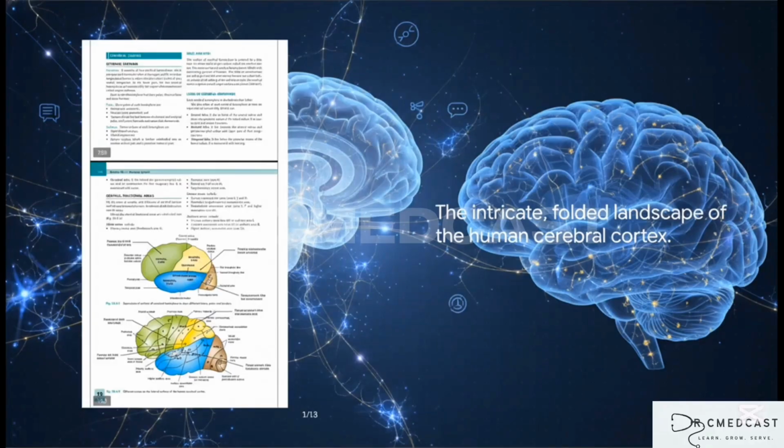What you're looking at here is the cerebral cortex. It's that densely folded outer layer of the brain, the famous gray matter. This is the biological hardware for all of our highest cognitive functions. It's where abstract thought is born, where language lives, and where our sense of self comes from. Our journey together begins right here, on its surface.